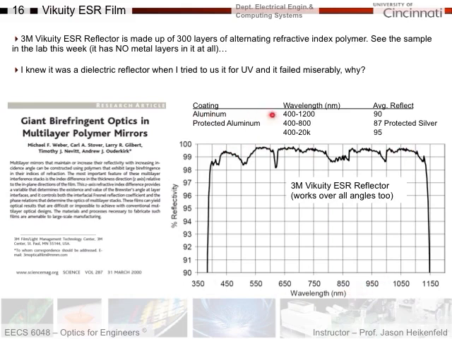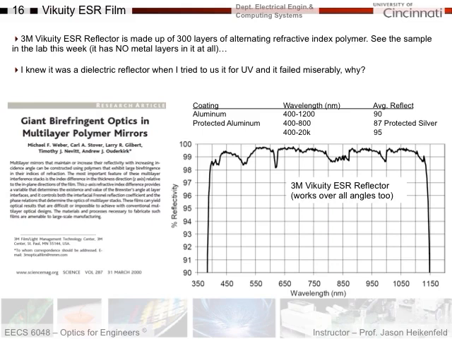That's much better than aluminum, which is 90%, protected aluminum, which is 87%, and protected silver, this should be here, by the way, this text got moved, which should be about 95%. So no metal required, and it's better than the best metal reflectors. And this is a product made by 3M. Here's the paper that described how they did it. It's really clever if you ever want to look this up and learn more about it.